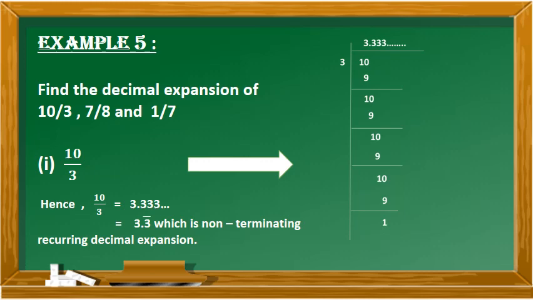Now what is it that we note here? We see that the remainders get repeated again and again, that is 1 gets repeated. And in the decimal expansion, that is the quotient, 3 gets repeated again and again. So we have represented it as 3.333... Hence, 10 by 3 is equal to 3.333..., which is equal to 3.3 bar, which is a non-terminating recurring decimal expansion.